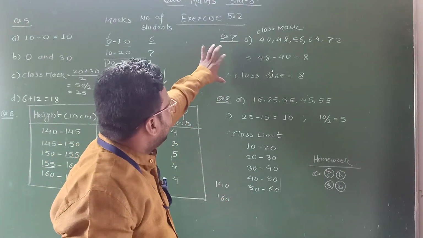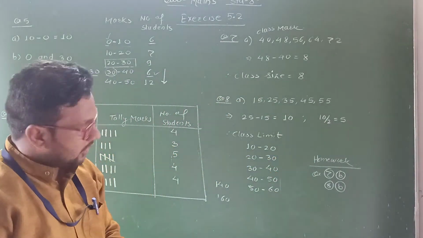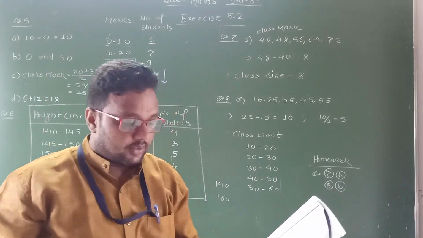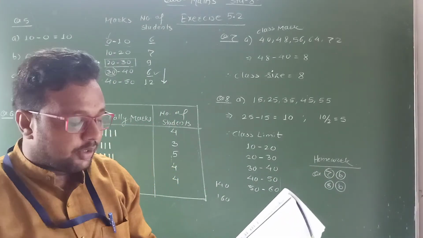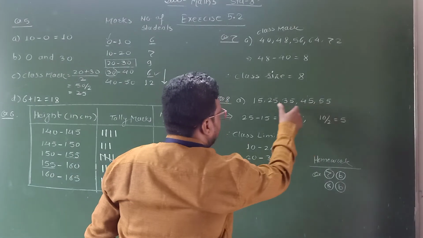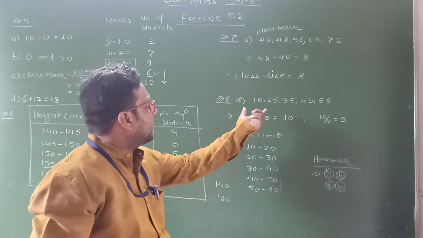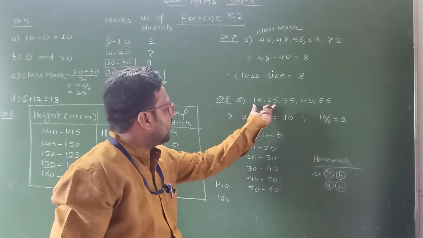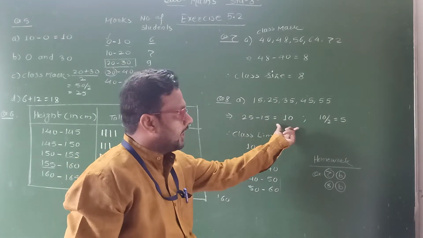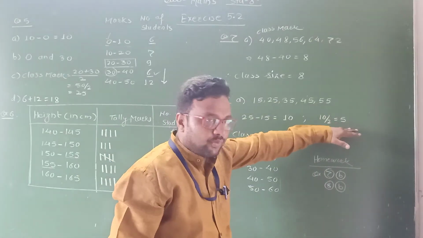Similarly, you have to complete example B from question number 7. This is homework for you. Next, see question number 8. Find the class limits if the class marks are given. Class marks are given: 15, 25, 35, 45 and 55. Class mark is the middle of the class interval. First we find the difference between any two consecutive class marks, that is 25 minus 15, here we get 10. Clear? Then take half of that, 10 upon 2, here we get 5.